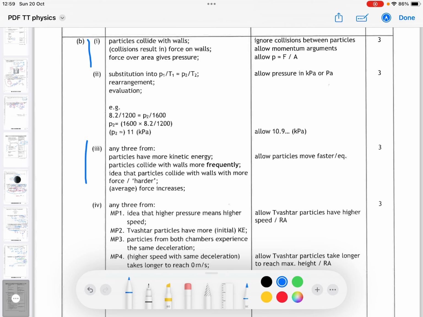And this one, it says, to increase the pressure, the particles have more kinetic energy. Yes, they're moving faster. They collide more frequently. You've got to put more frequently, or the rate of collisions is increased. So then the idea is that the particles collide with the walls with more force, or the total force is greater, and they will even allow you to put that the particles hit the wall harder, yes, and obviously the average force increases, therefore the average pressure will increase, okay?